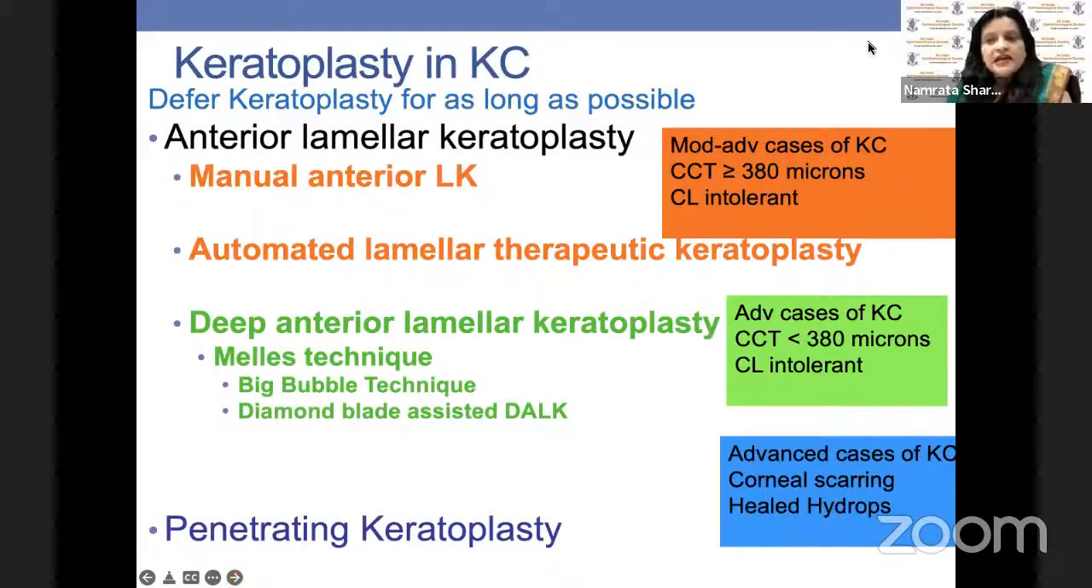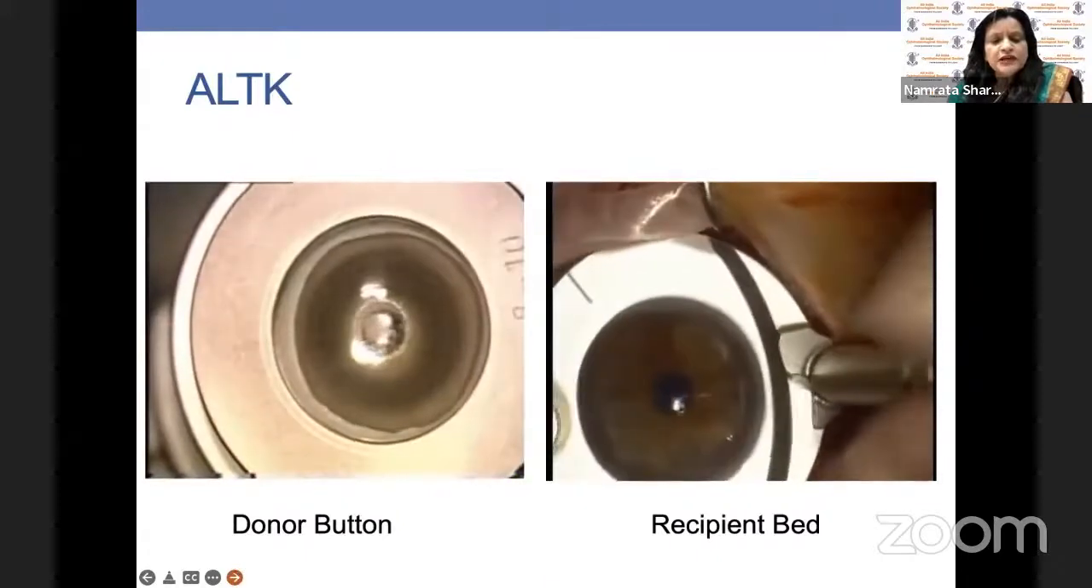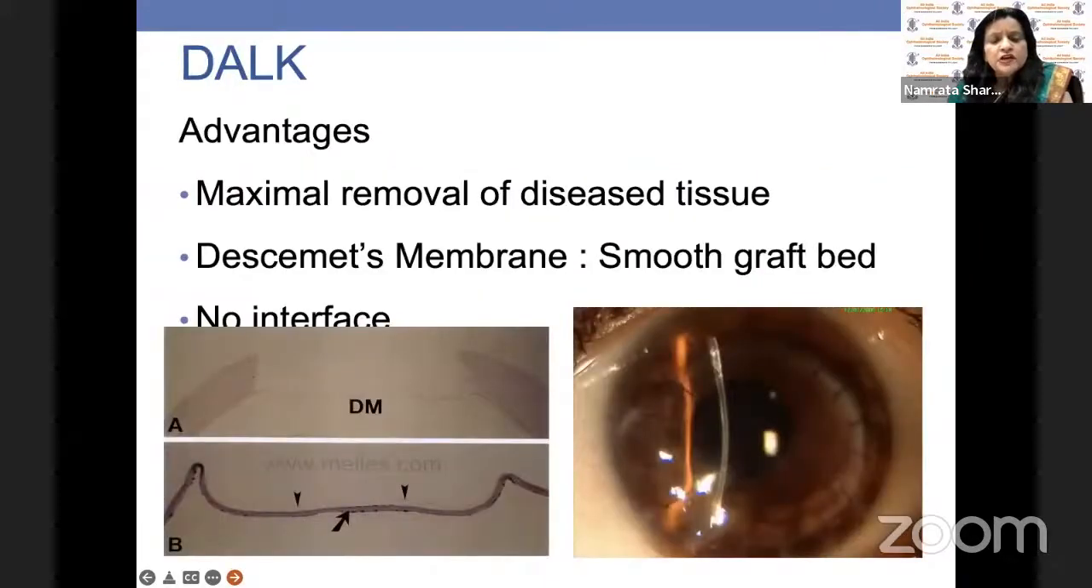And these are the guidelines which have been given for when you can do deep anterior lamellar keratoplasty. This is generally given in advanced cases of keratoconus when the corneal thickness is less than 380 microns. Patients are contact lens intolerant, and of course when it becomes very advanced you have to do penetrating keratoplasty. Otherwise you can even get away with the automated lamellar therapeutic keratoplasty in these cases. So I will just skip this part of ALTK because we are only talking about DALK.